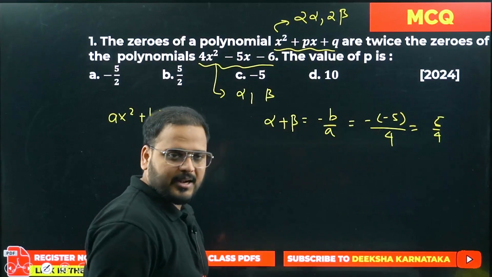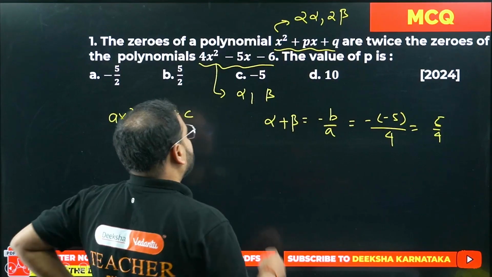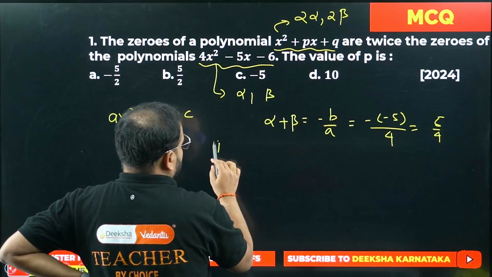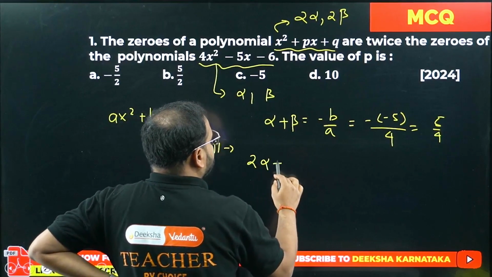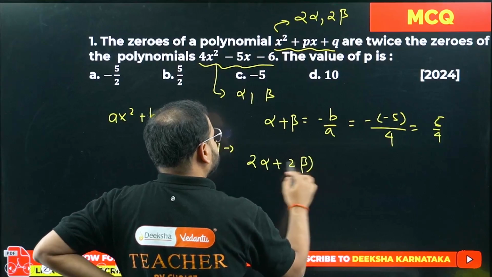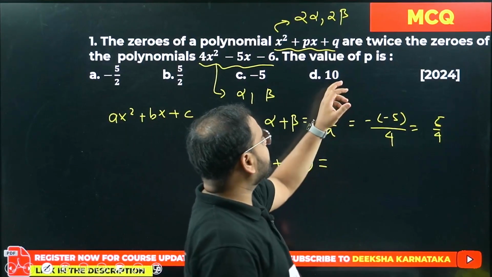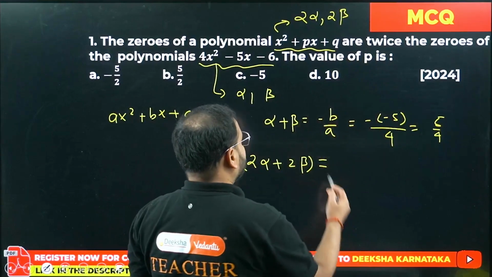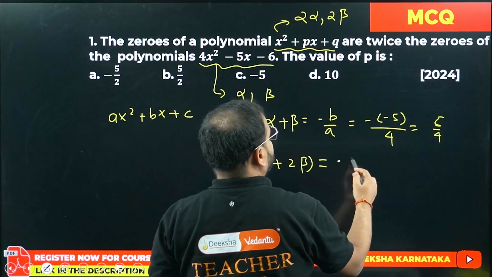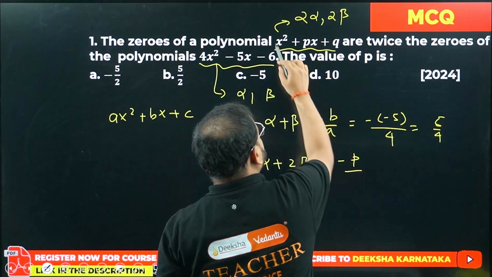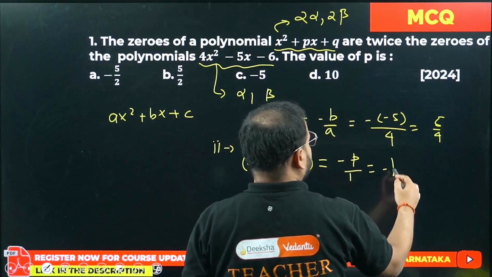No problem, correct? Now do the same for the second polynomial. For polynomial number 2, I get the sum to be 2 alpha plus 2 beta. Am I right? How come, sir? Because their zeros are 2 alpha and 2 beta, they're given as twice the zeros. Now please check, minus b by a, the same formula. Minus b will be minus of p. a is how much in this case? 1. So this will result in minus p.